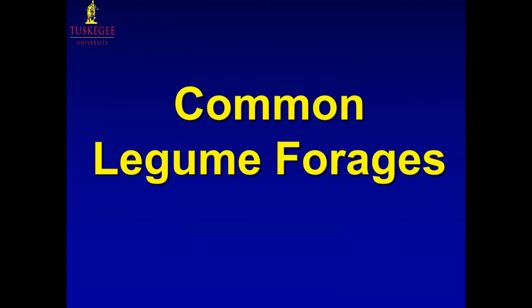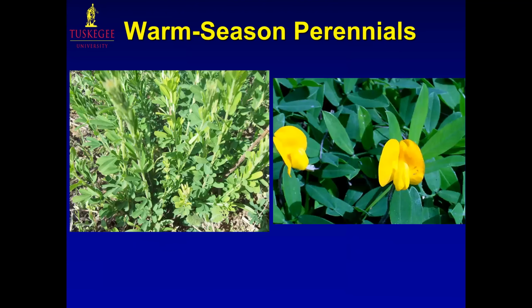Okay, so let's go ahead and look at common legume forages that we can grow in Alabama and other Southeast states having similar climatic conditions. One of the warm season perennial leguminous forages is Sericea lespedeza, and the variety shown here in the picture is AU Grazer. That is the variety developed by Auburn University for grazing situations.